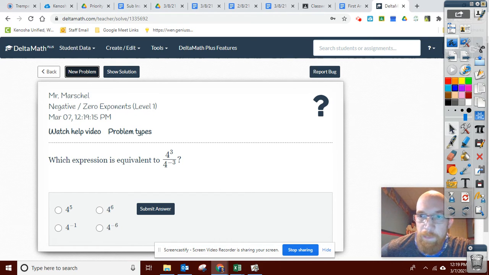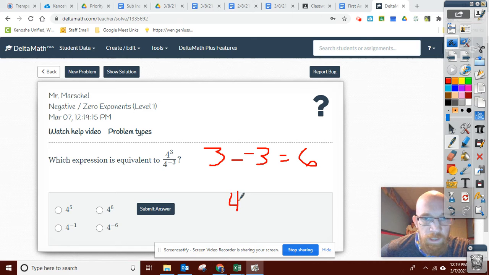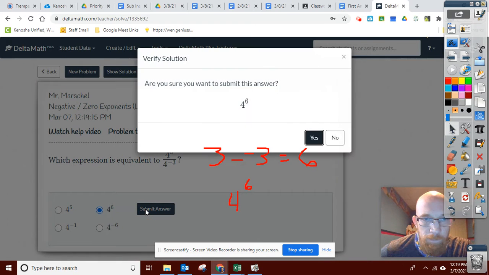Well, what I would be doing is I would subtract. So what is 3 minus negative 3? Well, we got to use our integer rules here. You can use a calculator, of course, but otherwise it's 3 minus negative 3. That would give me 6. So which one has 4 to the 6th power? That would be the correct answer.